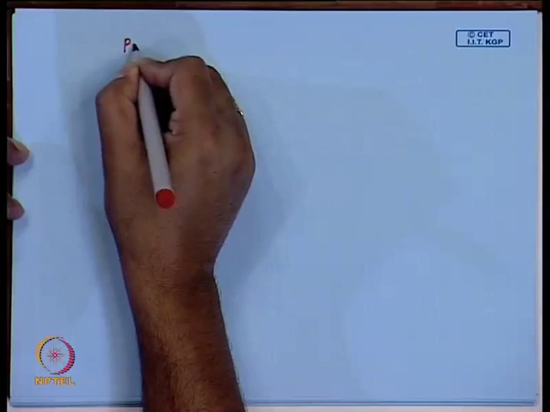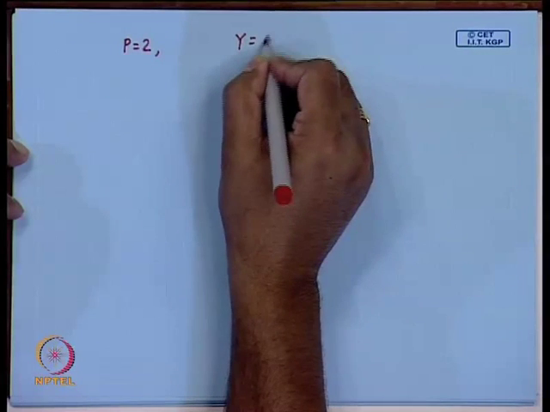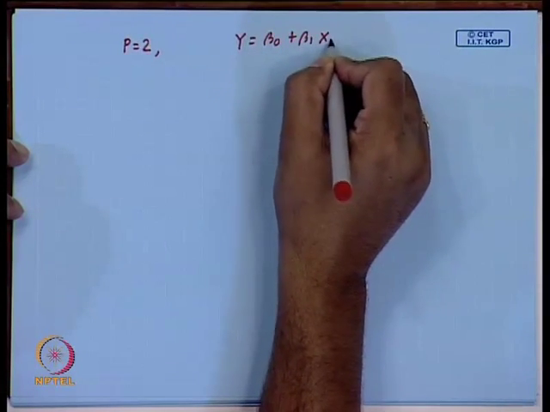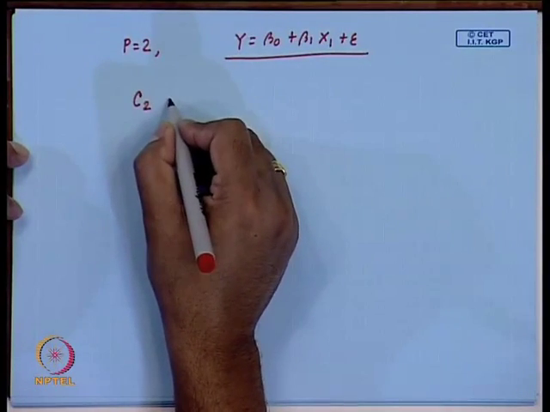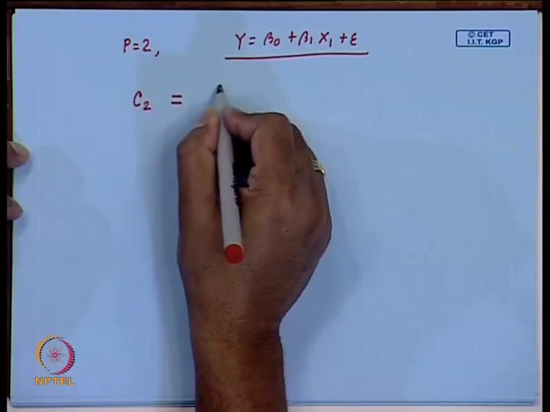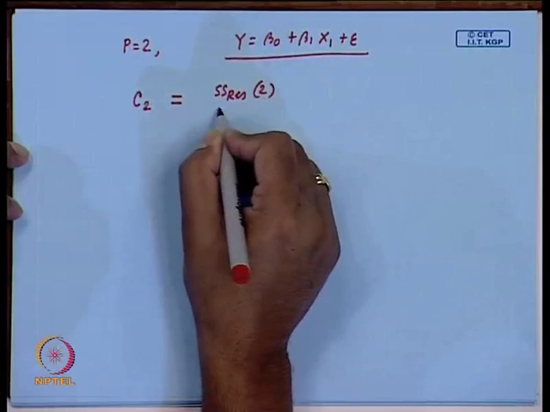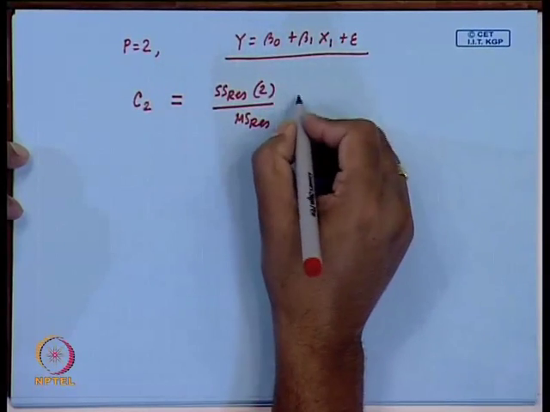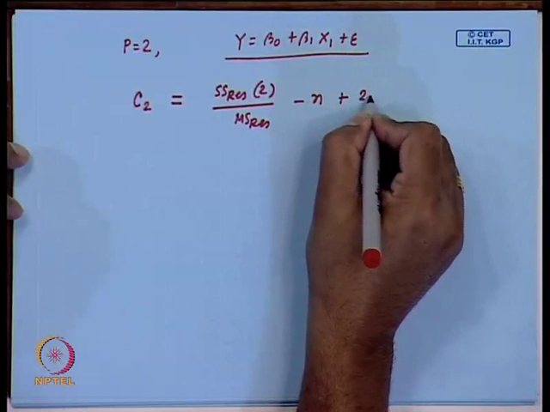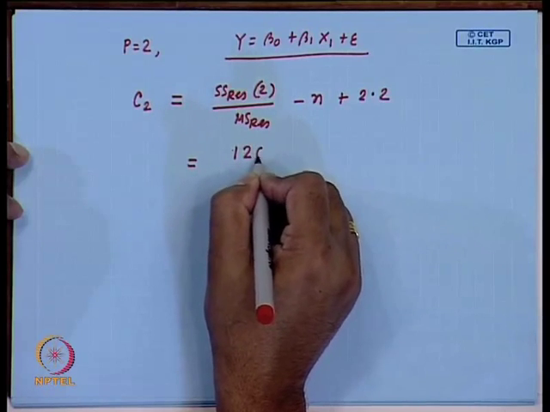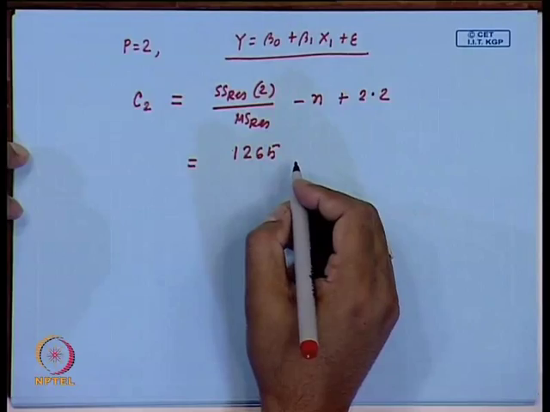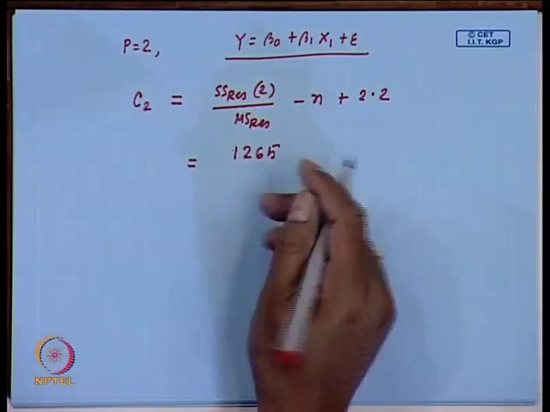Okay. Let me illustrate this Mallows statistic using our example. First, for p equal to 2, I will calculate the Cp value. For p equal to 2, that means I am considering the model y equals beta naught plus beta 1 x 1 plus epsilon. So, I will compute C 2. C 2 is SS residual 2 by MS residual minus n plus 2 times p, so 2 into 2. This one is 1265, the SS residual.